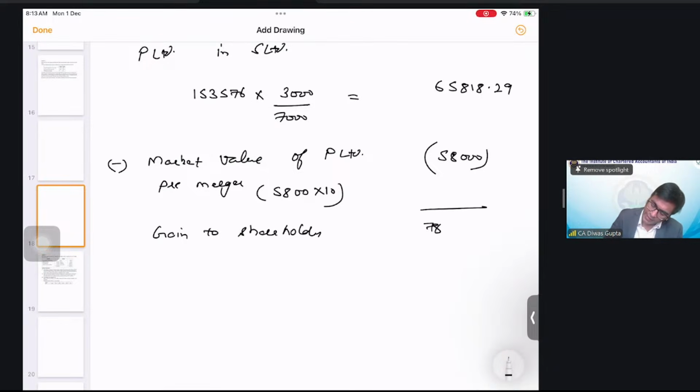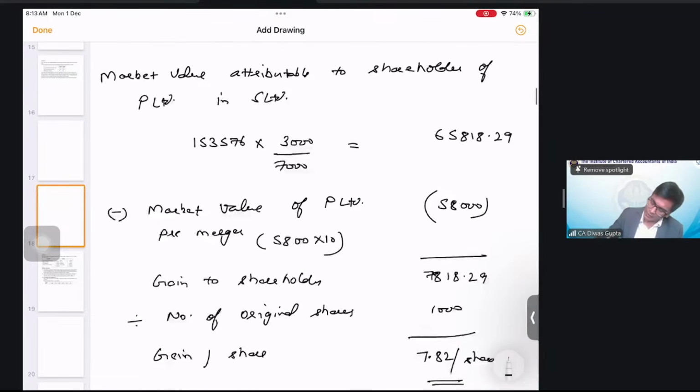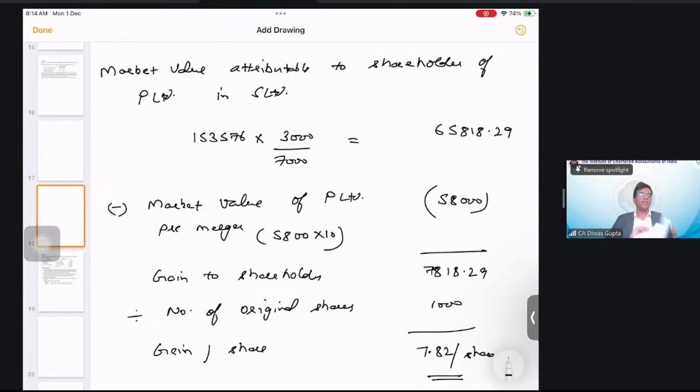is actually 7818.29 divided by the number of original shares. That was 1000, and hence the gain per share becomes 7.82 per share. So this is their gain that has been generated because of this merger and acquisition, students.